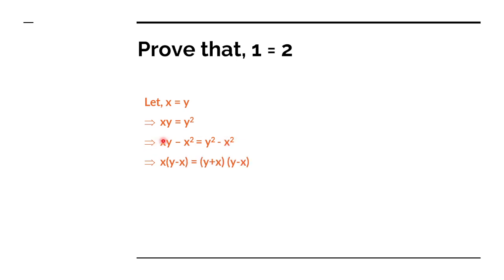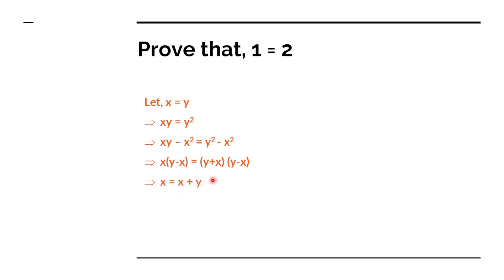Now we are taking x common, that's why x times y minus x is equal to, and this is the a squared minus b squared formula, that means a plus b into a minus b. So y squared minus x squared becomes y plus x multiplied by y minus x. Now what will happen? Just reduce this y minus x and y minus x and cut it from both of the sides, and it becomes x is equal to x plus y, right?